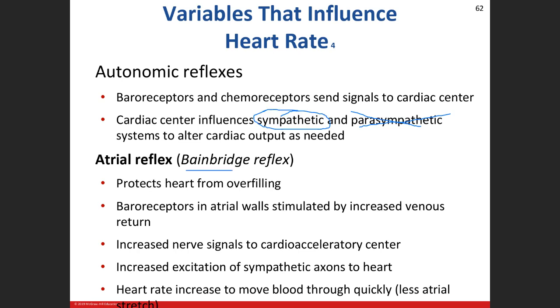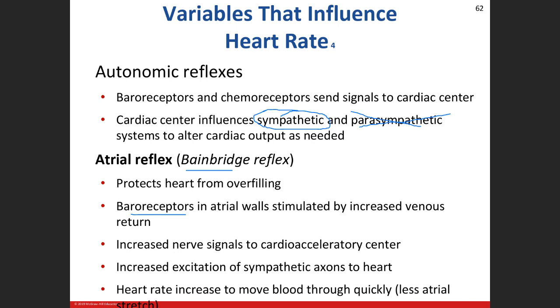All right? So we have the Bainbridge reflex, the atrial reflex, and this has to do with the amount of pressure on the atrial walls during filling. If you keep filling the atria too much, just like a water balloon, you risk popping the balloon, damaging the balloon. Well, in this case, with the atria, if we overfill them, then we risk damaging the atria. We don't want to do that. So we have these baroreceptors found in the atrial walls, and they're monitoring that venous return. Remember, the venous return is the amount of blood that's returning to the heart, coming into the atria.